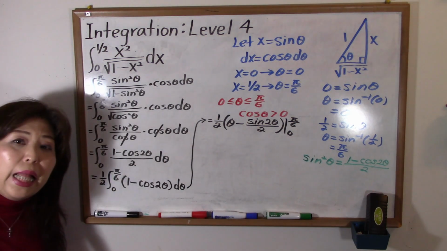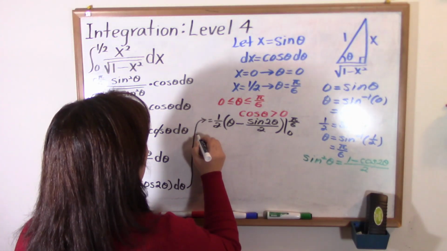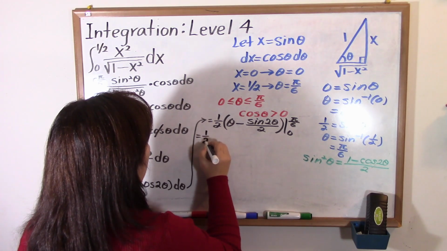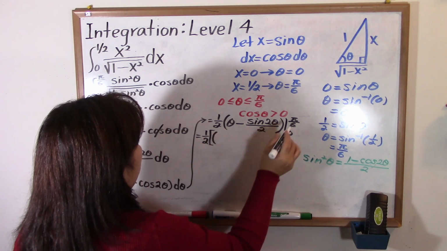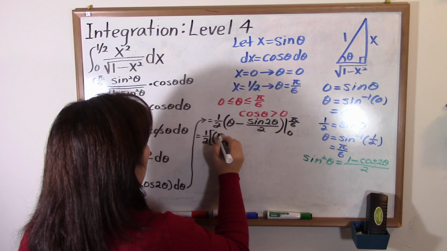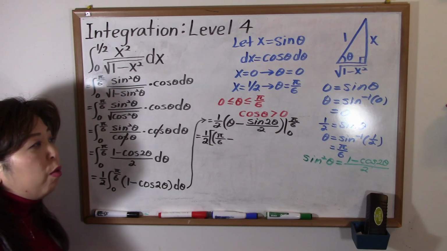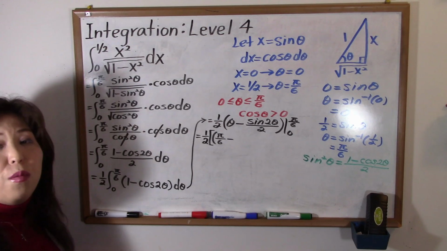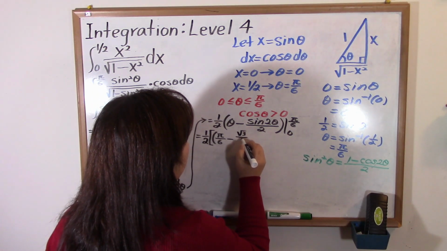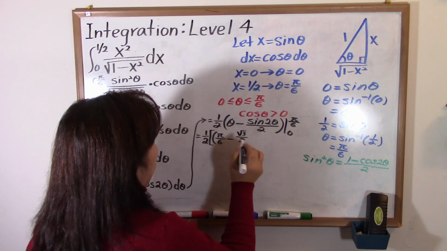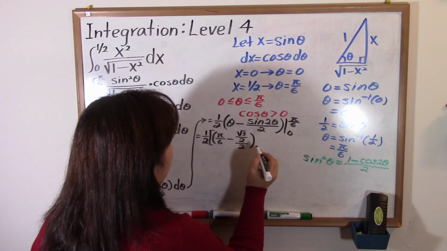Next step, we're going to plug pi over 6 into theta. So it is equal to 1/2 times the bracket: pi over 6 minus sine of 2 times pi over 6, which is sine pi over 3, which is square root of 3 over 2, divided by 2.